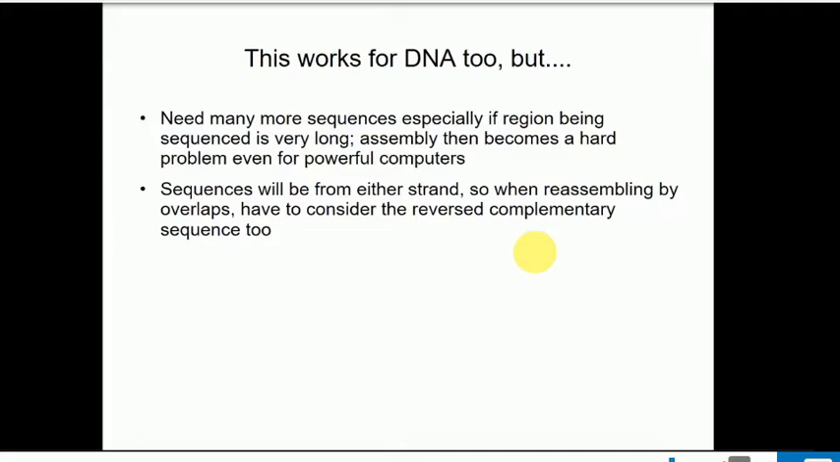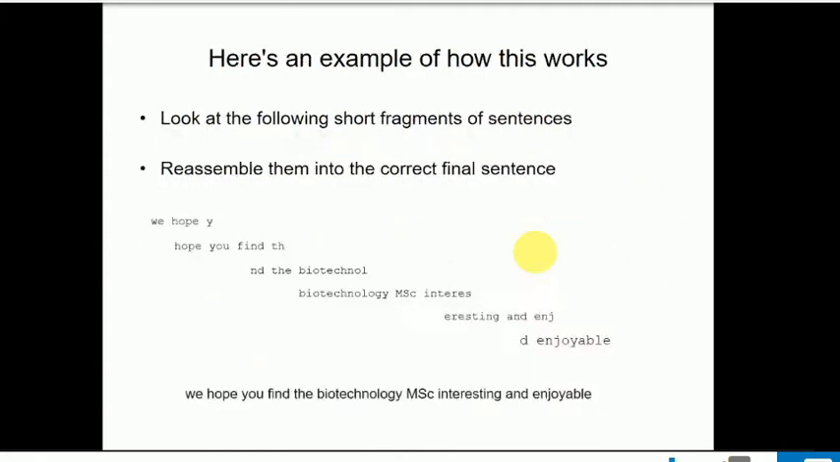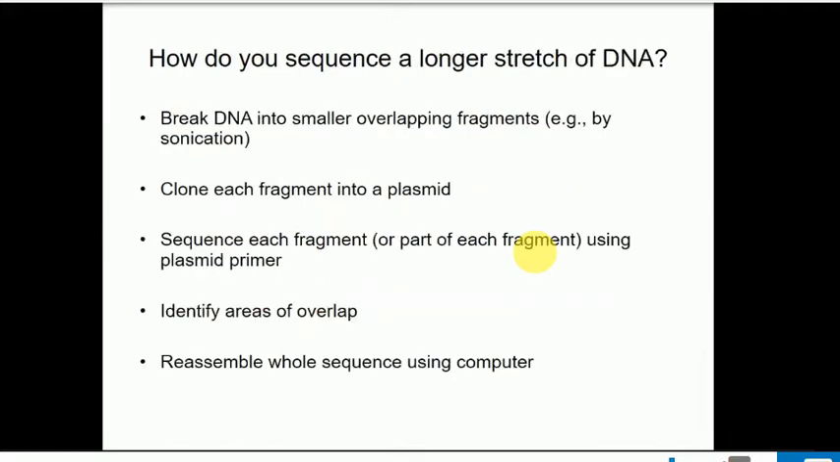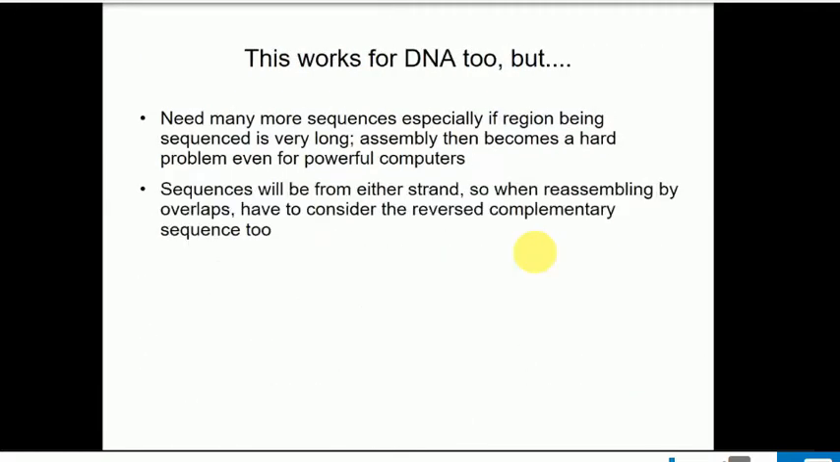First of all, remember sequences will be from either strand. You can sequence the top strand or the bottom strand in either direction. So it's not all reading in the same direction. If you've got a double-stranded piece of DNA, let's go back to that earlier picture. Here, you can sequence in this direction, or you can make a primer here and sequence in that direction. So you've got sequences from both strands, which makes life complicated because it means half your sequences are complementary with the other half.